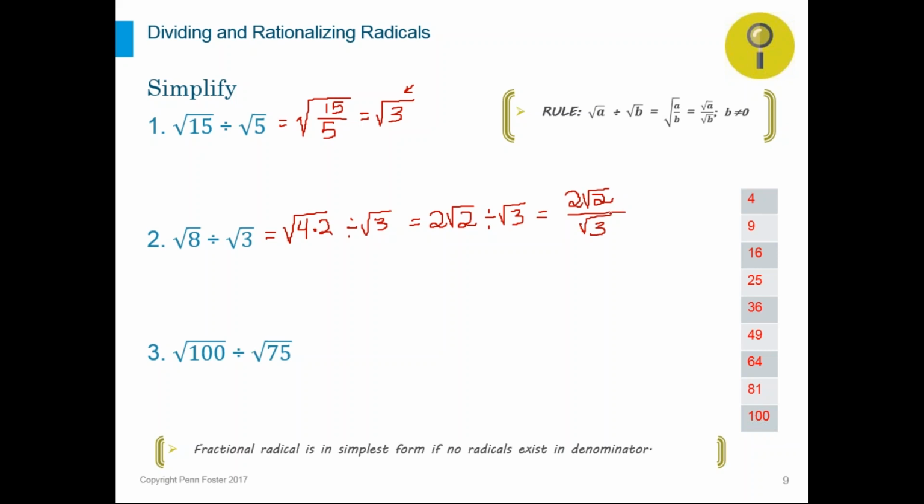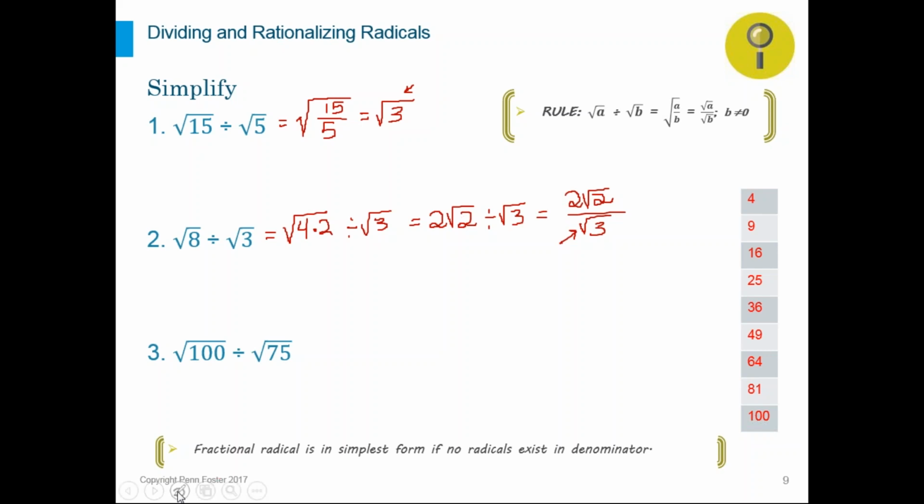Now, this final answer is not in simplest form, because one of the rules says that if you have a fractional radical, meaning that you have a fraction with radicals in it, you cannot have a radical in the denominator. You cannot have a radical expression in the denominator. That would make this not in simplest form. At that time, we need to use rationalization to make this answer in simplest form.